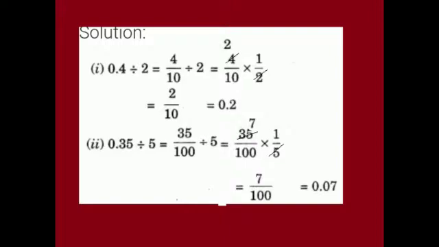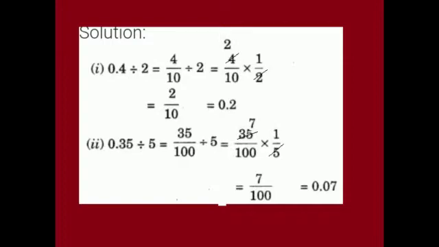Solution, first subdivision, 0.4 divided by 2. Firstly, we convert 0.4 into fraction format, so 0.4 can be written as 4 by 10, that should be divided by 2. Now 4 by 10 is kept the same, the division symbol is converted into multiplication, and the reciprocal of 2 is 1 by 2. So 4 by 10 into 1 by 2. On cross cancelling 4 and 2, we get 2 ones are 2 and 2 twos are 4. Now the numerators 2 into 1 is 2 and the denominators 10 into 1 is 10. So 2 by 10, which is equal to 0.2.